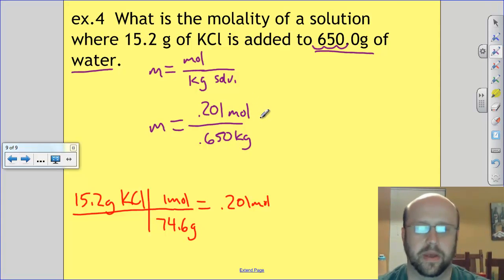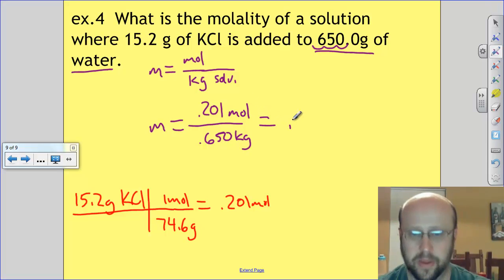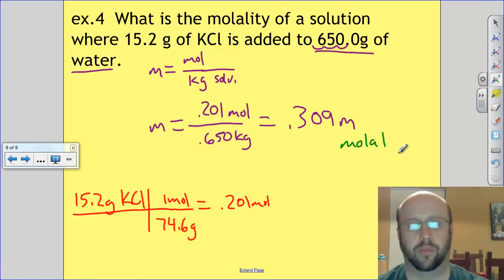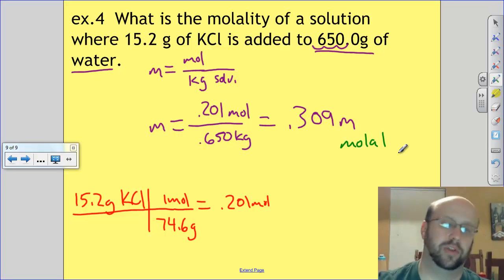Okay, and we just punch that in our calculator. We get 0.309 m. That is pronounced molal, as opposed to the molar in molarity.